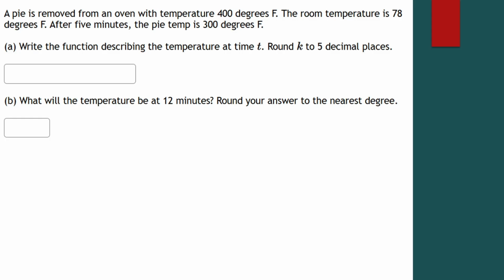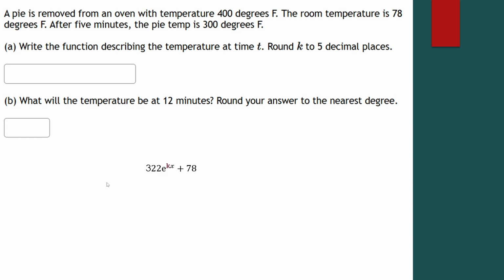Well, the first question asking us to do is write a function describing the temperature at the time t, where we need to have a k variable describing the rate of change. But first thing we're going to have to do is solve for k. Well, to start off, this function is going to be an exponential function, specifically the modified exponential function for Newton's law of cooling. In this, a is equal to the temperature of the pie minus the room temperature, so 400 minus 78, or 322, where d is the temperature of the room, so just 78.